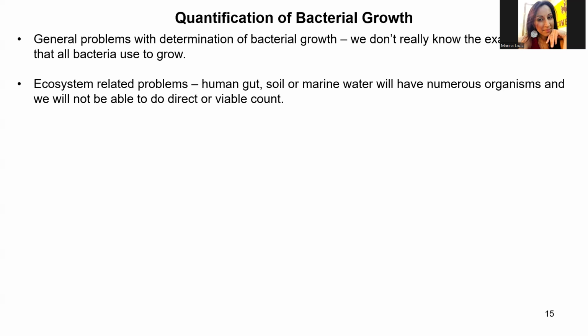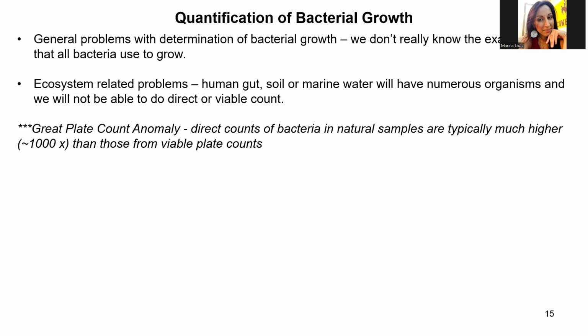So this is, we call it, again, just an example. You don't have to know these, great plate count anomalies, because direct counts of bacteria in samples are typically much higher than those of viable plate count only. So great plate anomalies occur only because many of them will not grow on the typical plate.